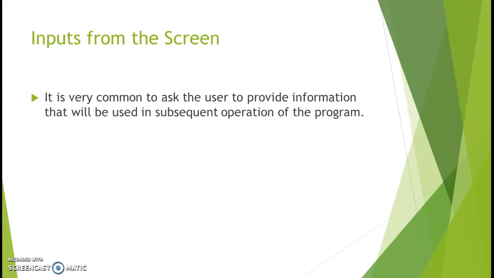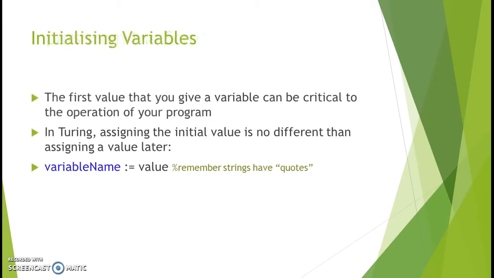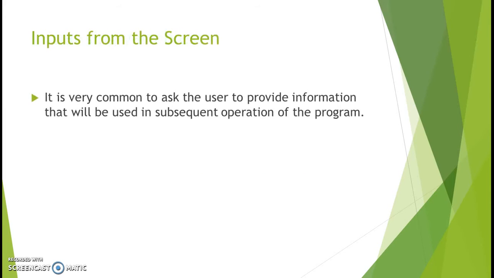Okay, so we don't have to just set the variable names through code. Quite often we'll want to get a value for those variable names from the user, and then use that for subsequent operation of the program. So if we want to do this, remember that previously we used the simple colon equal sign to assign a value to a variable. If we want to retrieve a value from the user, we'll use the command get instead.